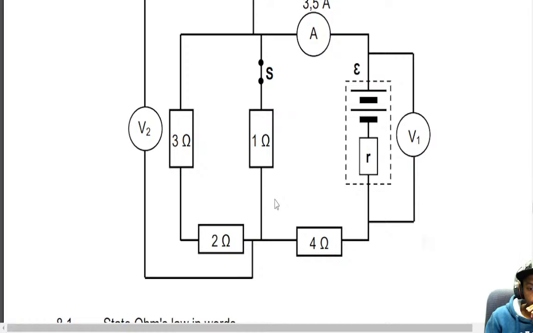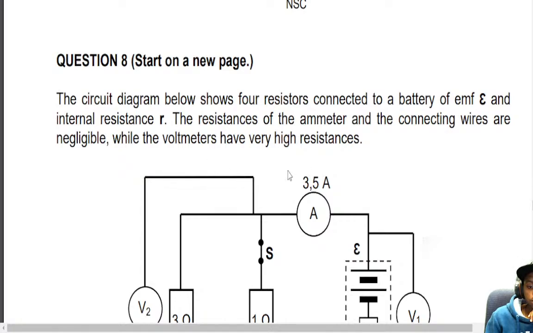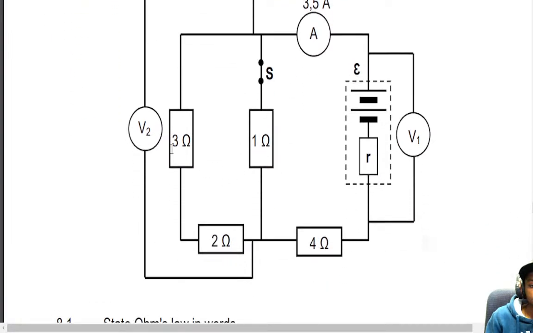So we are told that the circuit below shows 4 resistors, and as you can see, we have the 3 ohm resistor, the 1 ohm resistor, the 2 ohm resistor, and the 4 ohm resistor. Now looking at our resistors, we can see that the 3 ohm and the 2 ohm resistor are in series, not parallel. But the 3 ohm and the 2 ohm resistor are in parallel with the 1 ohm resistor.